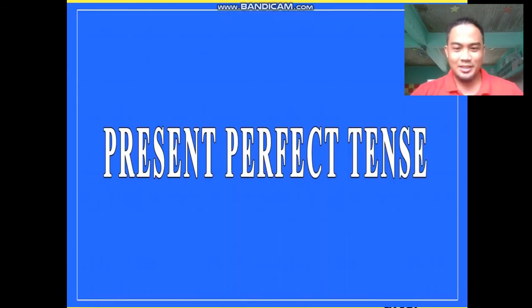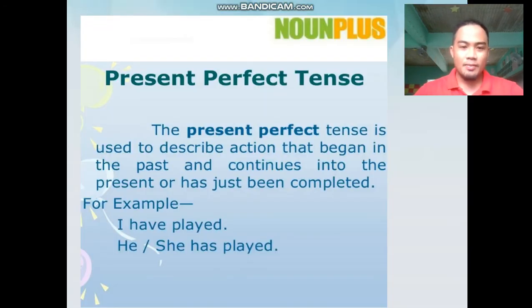Okay, so let's proceed. Our lesson for today is all about the present perfect tense. We'll study how to create the present perfect tense, and when to use it. Let's define first the present perfect tense. The present perfect tense is used to describe an action that began in the past and continues into the present, or has just been completed.